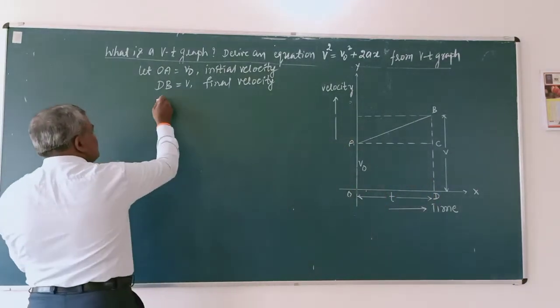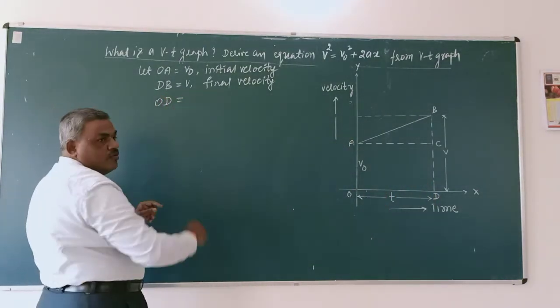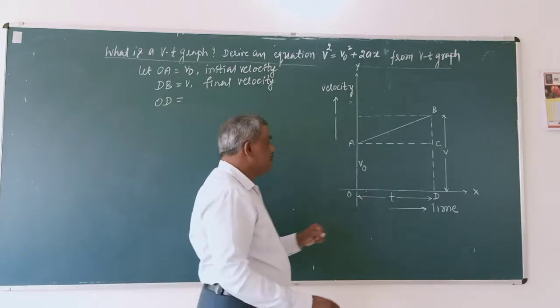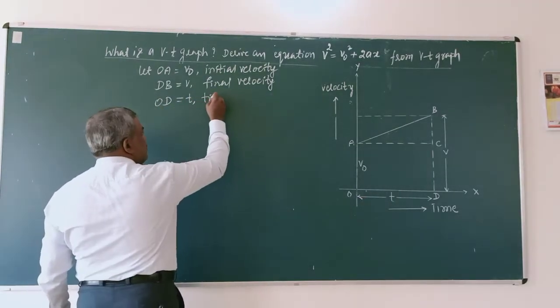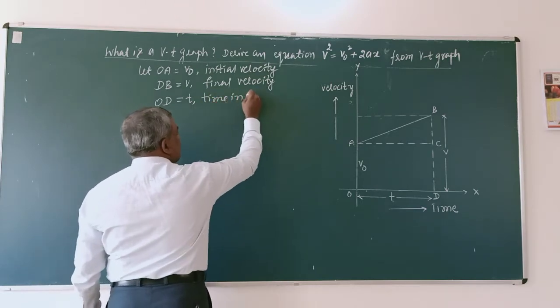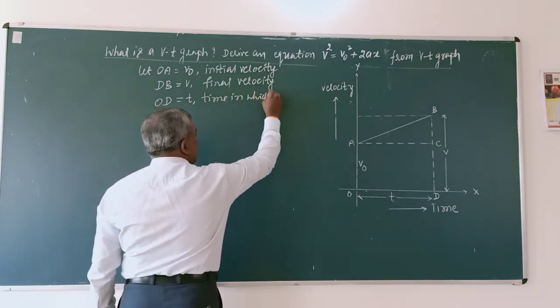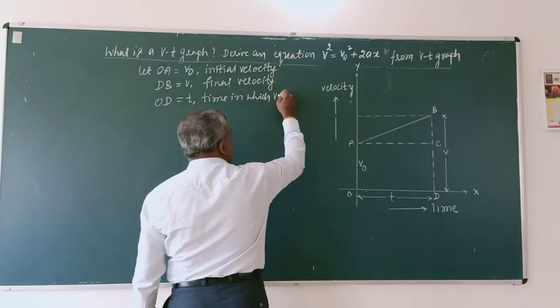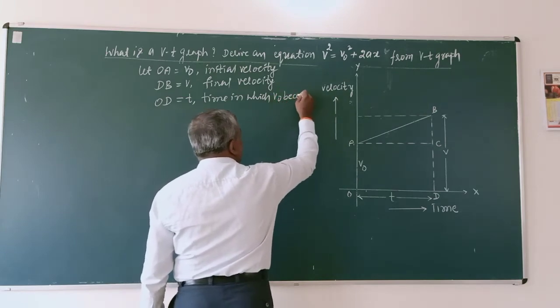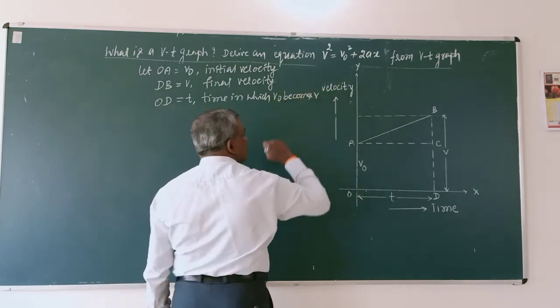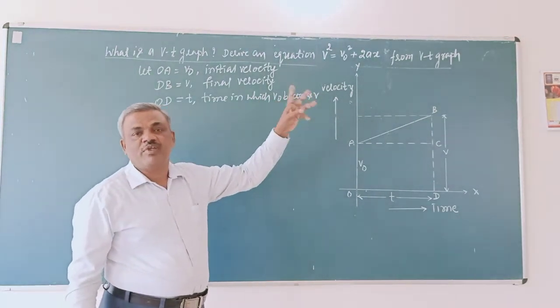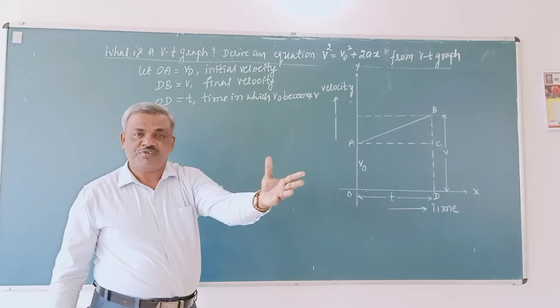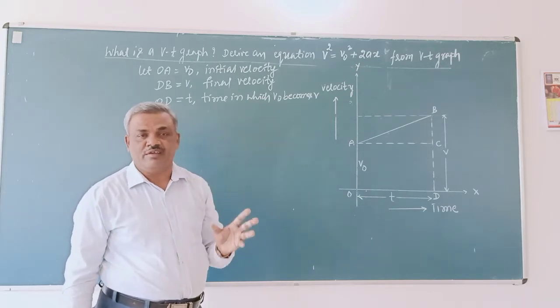OD. So OD I have considered as T. T means time in which V naught becomes V. So time in which initial velocity becomes final velocity. The change in velocity takes place in time t seconds.